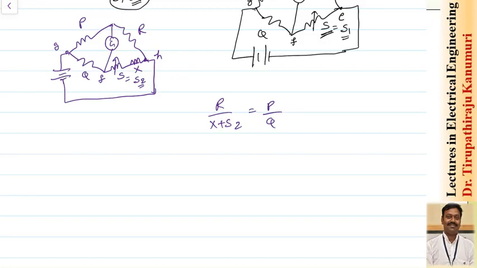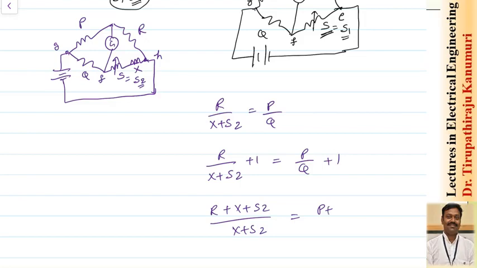So now I am proceeding further. On both sides I am adding plus 1. So this will become (R plus X plus S2) plus 1, and this is P plus Q plus 1, because I can add 1 on both sides. So when I add it, this will become (R plus X plus S2) divided by (X plus S2) equal to (P plus Q) divided by Q. This is what we get.